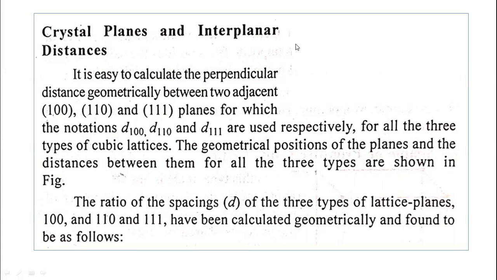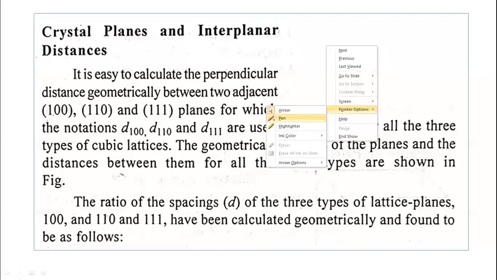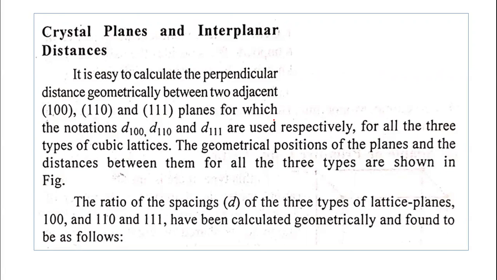It is easy to calculate the perpendicular distance geometrically between two adjacent 100, 110 and 111 planes, for which the notations are D100. So what is the meaning of this D100? D100 means the distance between the two 100 planes. Okay. Distance between the two 100 planes.